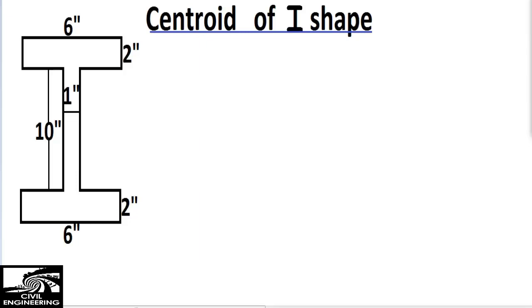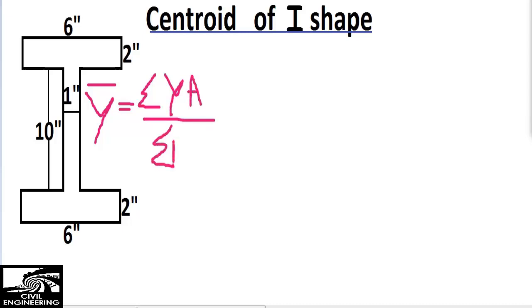To find the centroid of the I shape, this is the basic formula, and we should know about that. I'm writing the formula here. The centroid of any shape, y bar, is equal to the summation of individual y times area, divided by the summation of area. This is the basic formula to find the centroid of any object, right?